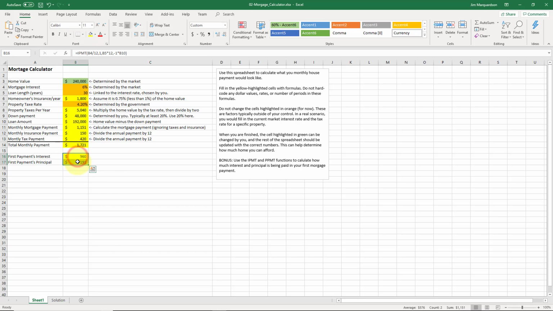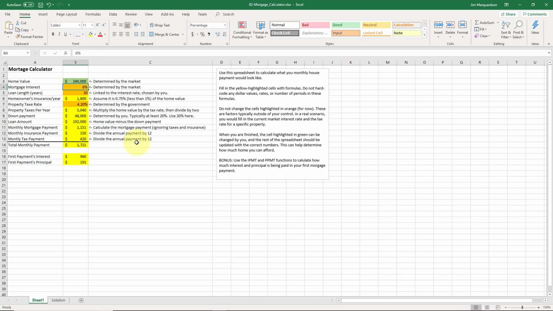$191. If I select these two values, I can see that the sum is 1,151 down here. So that equals my payment. So what this means is that in the first month, I'm paying a whole lot of interest to the bank, and I'm only paying down my principal, $191. So in the very first part of a loan, banks make most of their money.